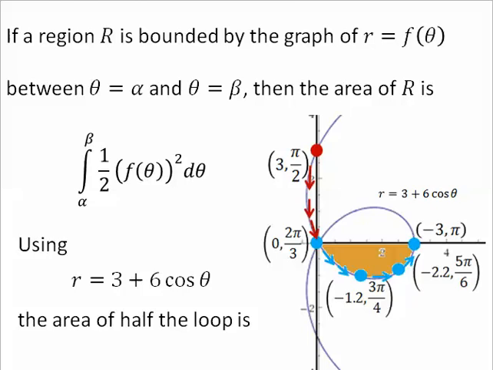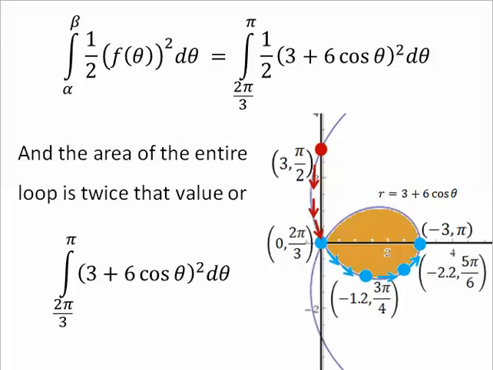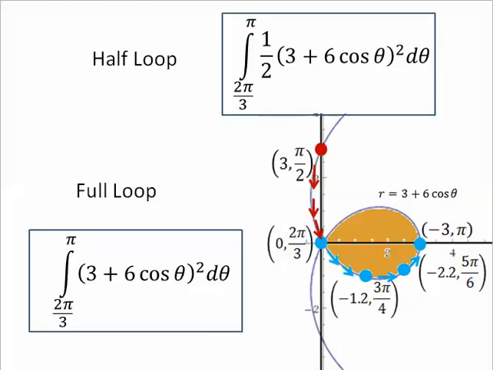The area of the half loop, I'm using the function 3 plus 6 cosine theta. That is my radius. Alpha is 2 pi over 3, where my inner loop starts. Beta is equal to pi, where my inner loop ends. So setting up my definite integral, I get this. Notice that the area of the entire loop is twice that value, so half loop and full loop. I'm just using symmetry to make the problem a little bit easier. It doesn't make a big difference. You can do it the other way if you want, but I'm going to do it this way.